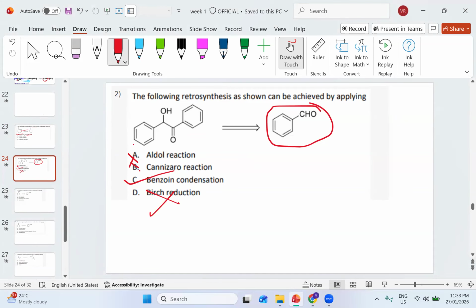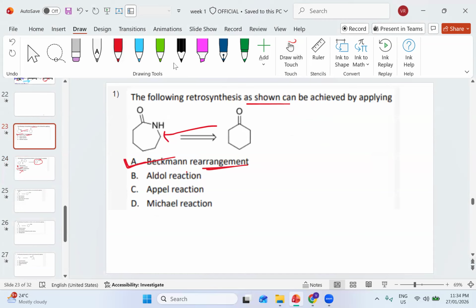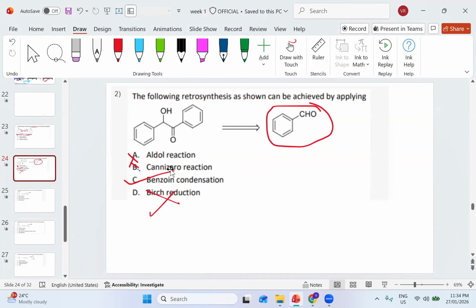So for the first question, option A is the correct option. Someone has already put it in the chat box. Thanks. For the second question, option C is the correct one. That's the benzoin condensation.